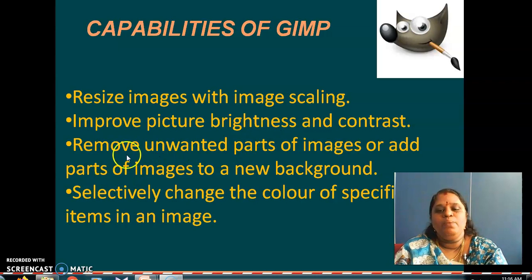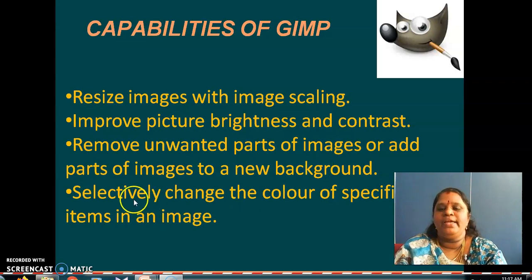The next one, remove unwanted parts of images or add parts of images to a new background. If your friend is not there in your group photo, you can add your friend into the group photo. And if you don't want any particular thing in your image, you can just cut it. If you don't want any part or any image, you can very well remove that part from the image. That is the third capability.